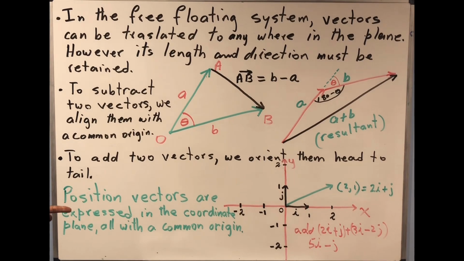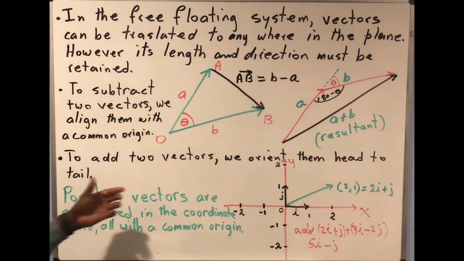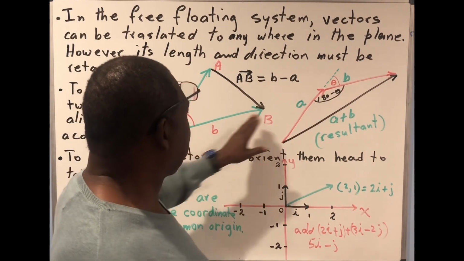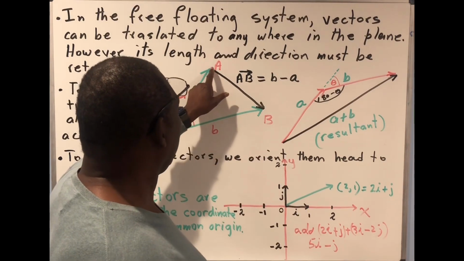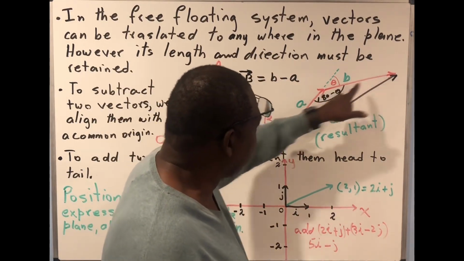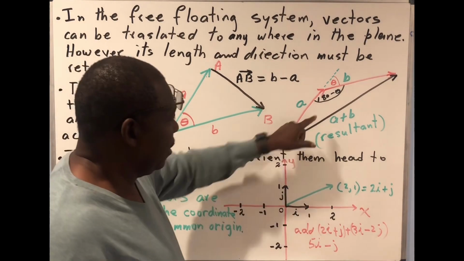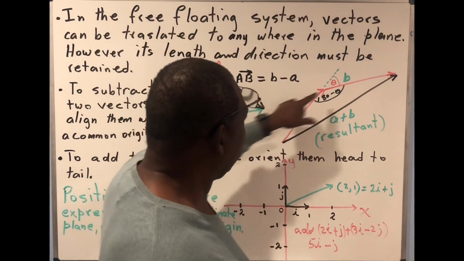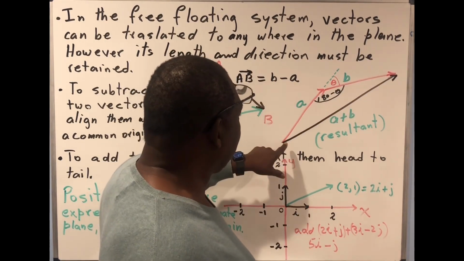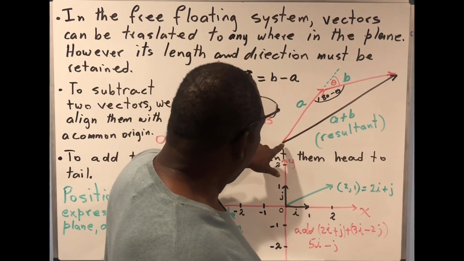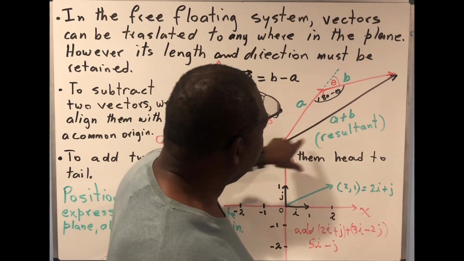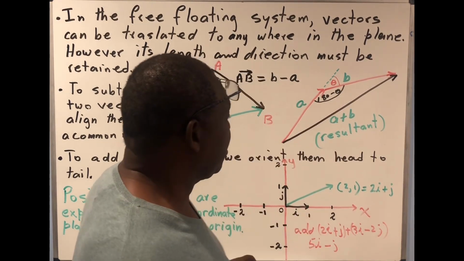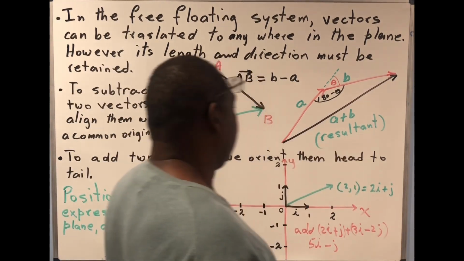To add two vectors, we orient them head to tail. In the free-floating system, you move b and position it so that it is now head to tail aligned. All we have to do is make sure we maintain its direction and its length. And now the vector from where you begin, the beginning of a, to where you end, is the vector a plus b. This is sometimes called the resultant vector.